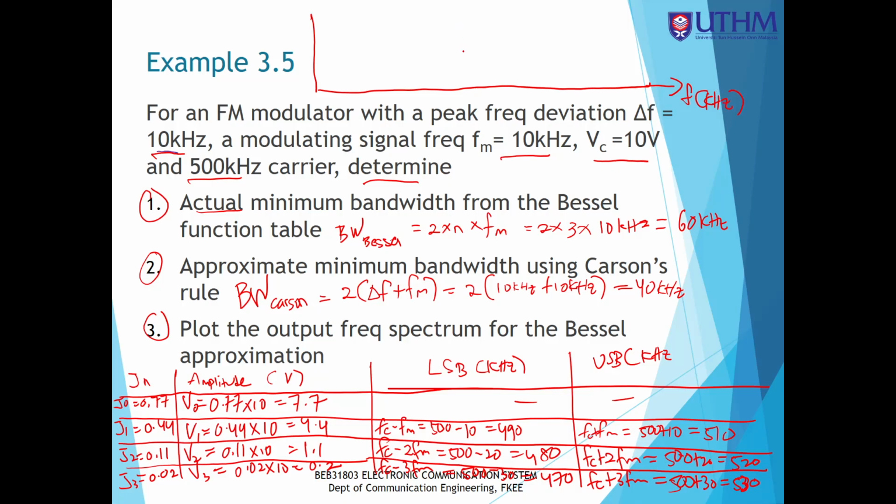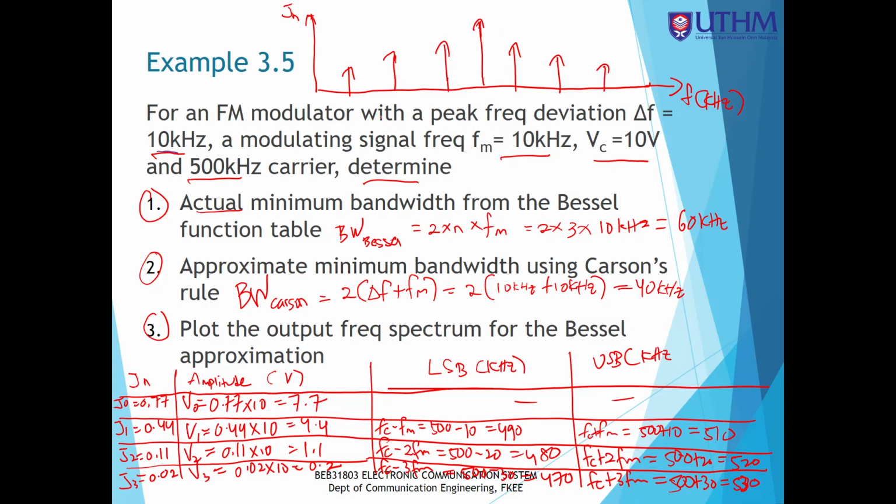Okay, here is the carrier. And you have the first sideband, second sideband, and the third sideband. For example, I want to draw a Jn, for example.